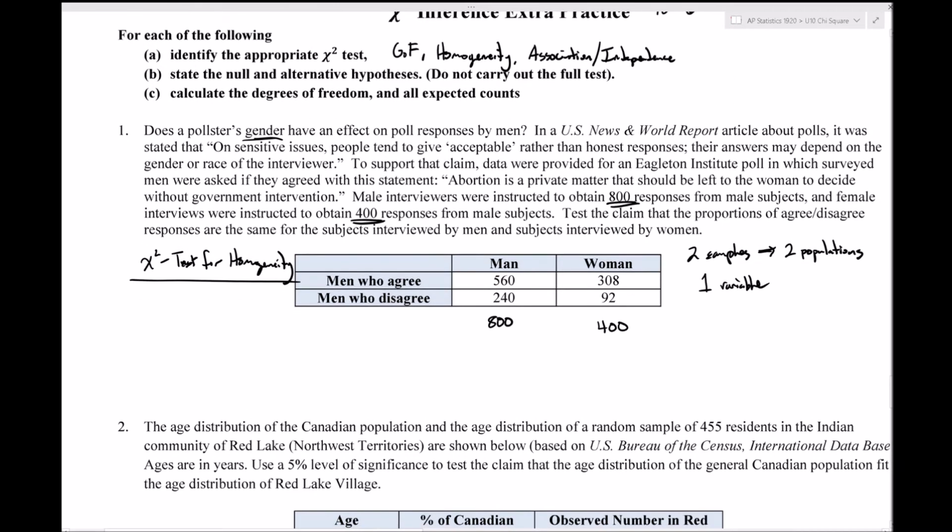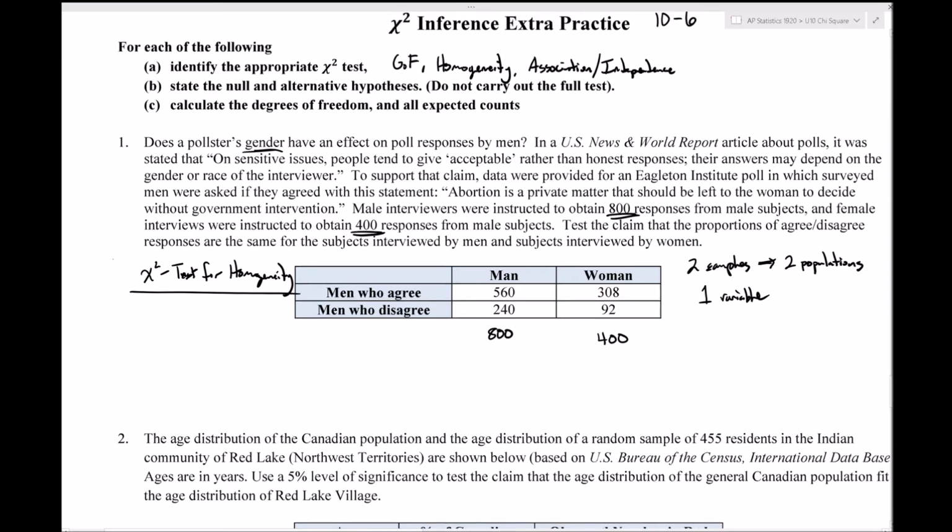Let's read the other pieces. So letter B, state the null and alternative. Oh crap, so I've got to do that. So do not carry out a full test, so at least that's good. And then calculate the degrees of freedom. So this is A. For B, I have to give hypotheses, which I might skip. I'm not feeling the hypotheses today, so hopefully you're okay with that. I'm not going to write the hypotheses. Maybe I can do that verbally.